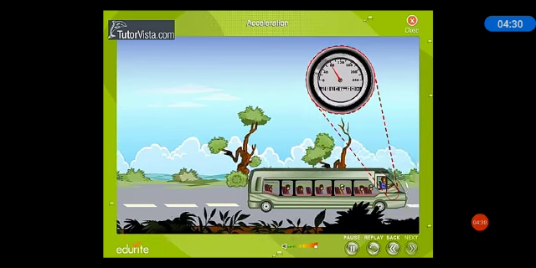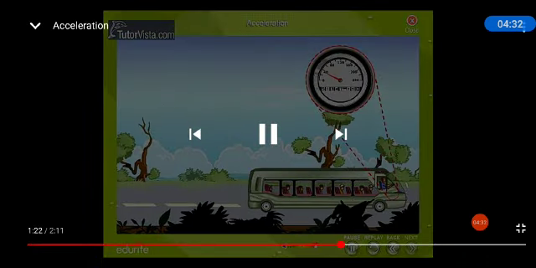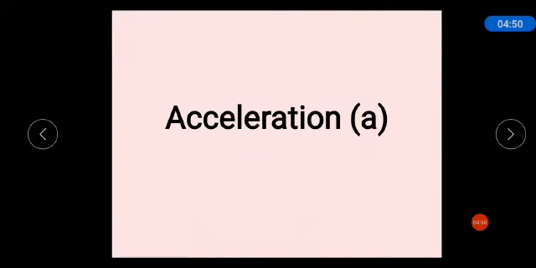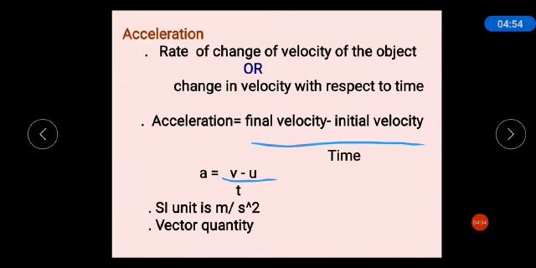Clear? So during a motion, what will change? The vehicle will change its speed along with the direction. That means velocity changes with respect to time. And this velocity change with respect to time is our new physical quantity called acceleration. And this is the definition of acceleration.